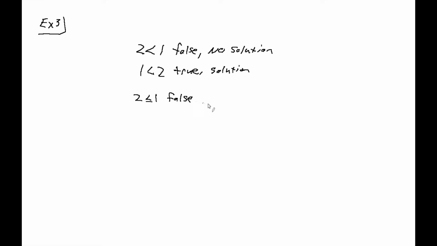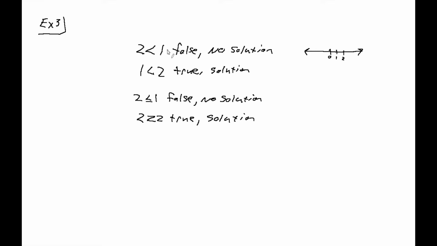If we have 2 is less than 1, this means we have a false statement and there's no solution. If we say that 1 is less than 2, this is a true statement. If we say that 2 is less than or equal to 1, this is a false statement and there's no solution. But if we say that 2 is greater than or equal to 2, this is still a true statement. They're just different ways of writing out what you want to describe.